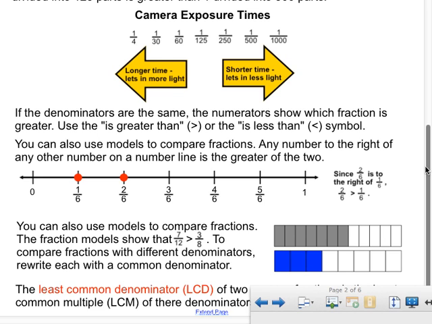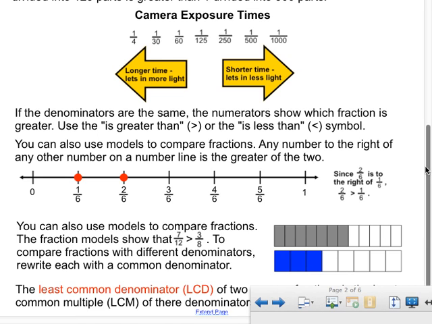If the denominators are the same, the numerators show which fraction is greater. Use the greater than symbol or the less than symbol. Remember the trick I gave you guys with your hands? Which makes the L, that's the less than, which one's the greater than? Yeah. Okay, you can also use models to compare fractions.